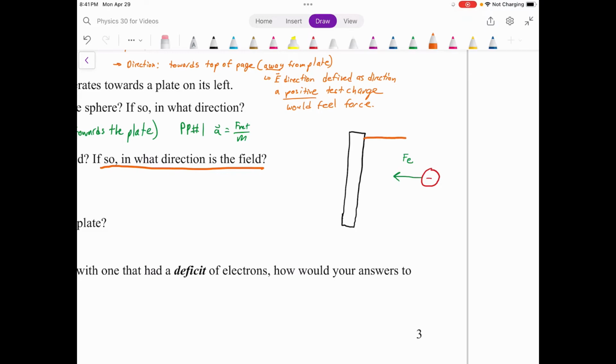Electric field is defined as the direction a positive test charge would feel a force if placed there. But that means negative test charges actually feel forces in the opposite direction, right? No matter what, negative and positive test charges never feel the same force in the same direction. They're always going to feel forces in opposite directions because what's attractive to a positive is repulsive to a negative, and what's repulsive to a positive is attractive to a negative, right?